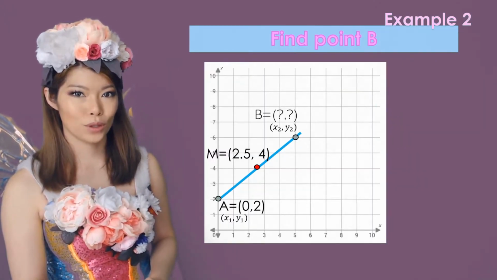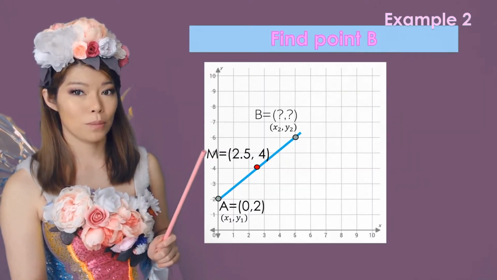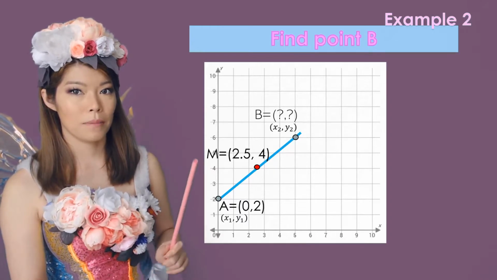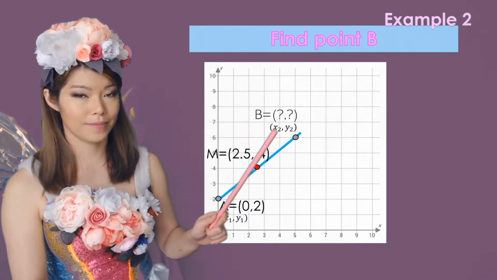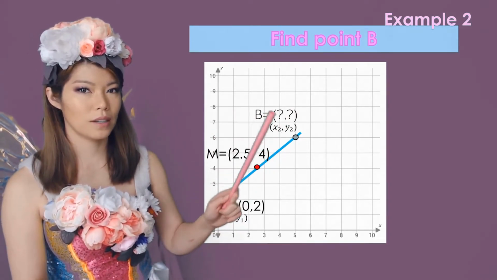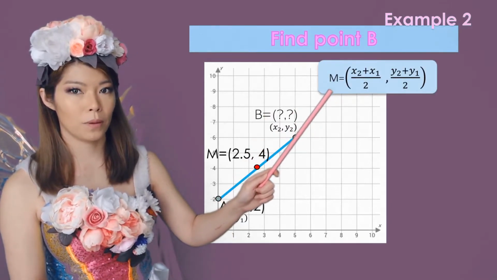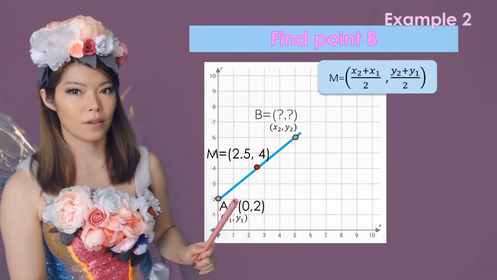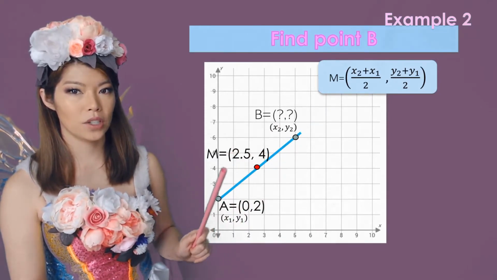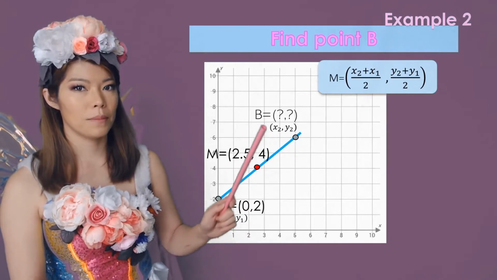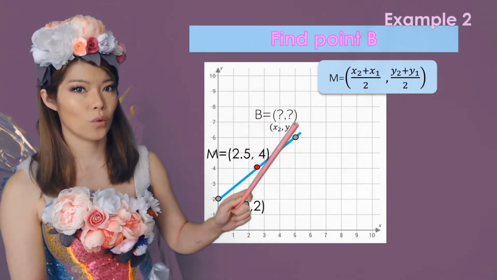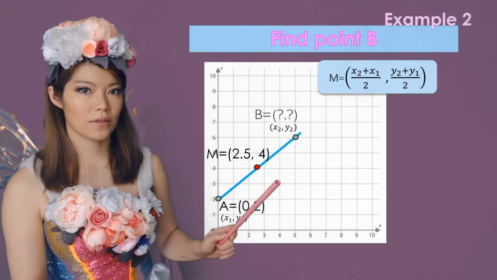Let's do example 2. This time we have the middle point and 1 point, but we don't have the other point. So here we have point A. What is point B? So we know the formula for the midpoint and we have the middle point information. We have x1 and y1, but we're missing x2 and y2. So let's work with x values first.